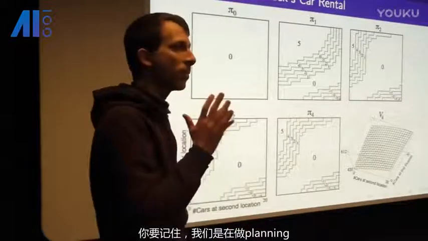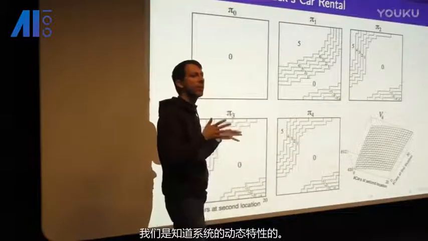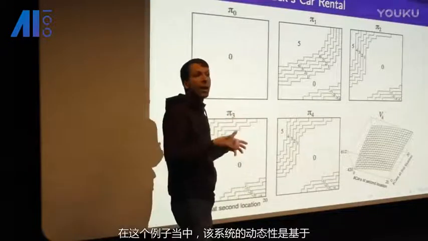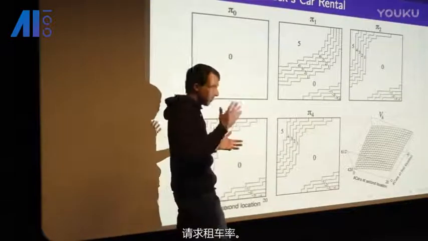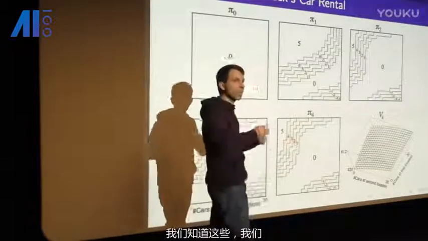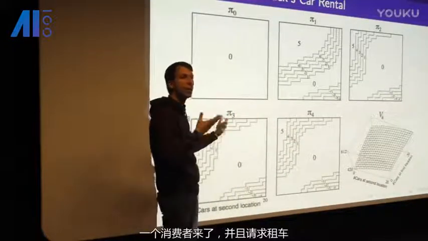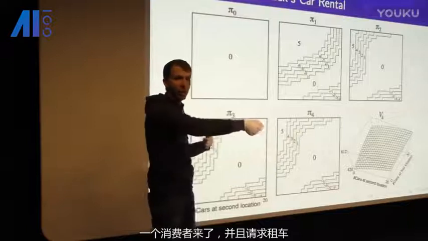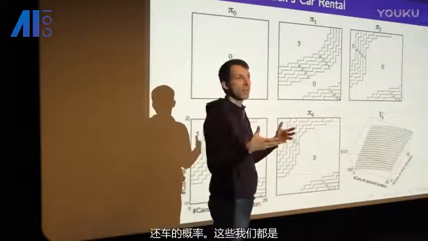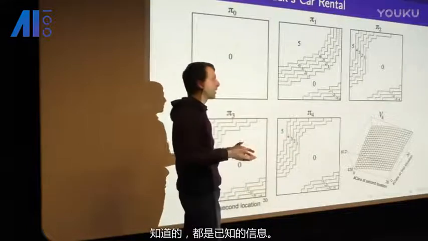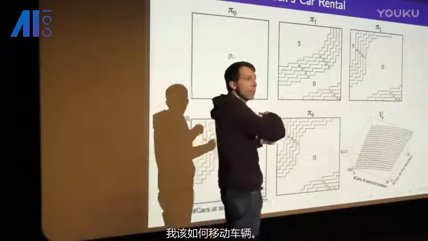So remember, we're just doing planning. So the dynamics of the system are known. In this case, the dynamics of the system are the return rates and the request rates given by a Poisson distribution. So we know those. We can use those. That's our P_ss'. So we know the probability that a customer is going to come in and request a car, and we know the probability that they're going to come and return a car to each of the locations. So those things are known, and given that information, we're trying to figure out what's the best behavior strategy, what I should be doing, shifting.